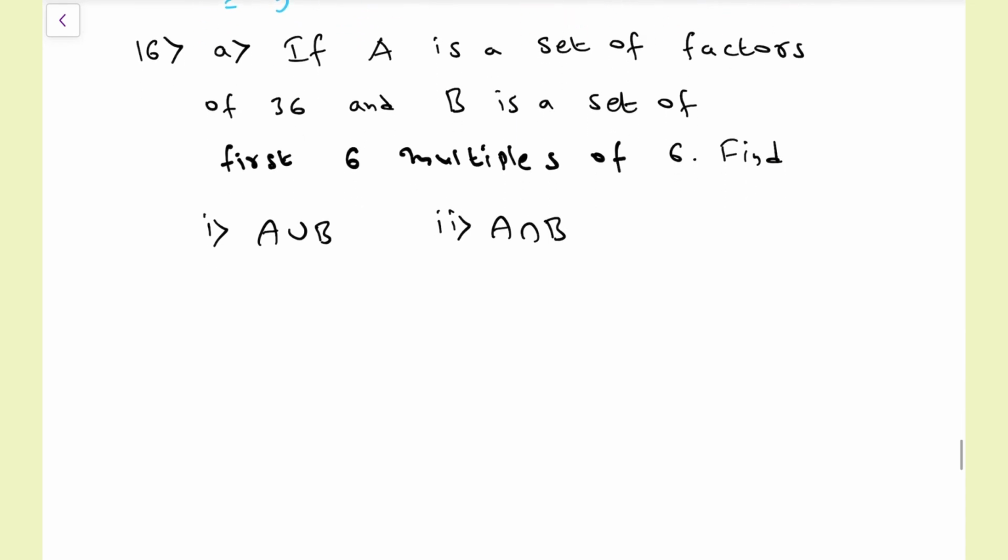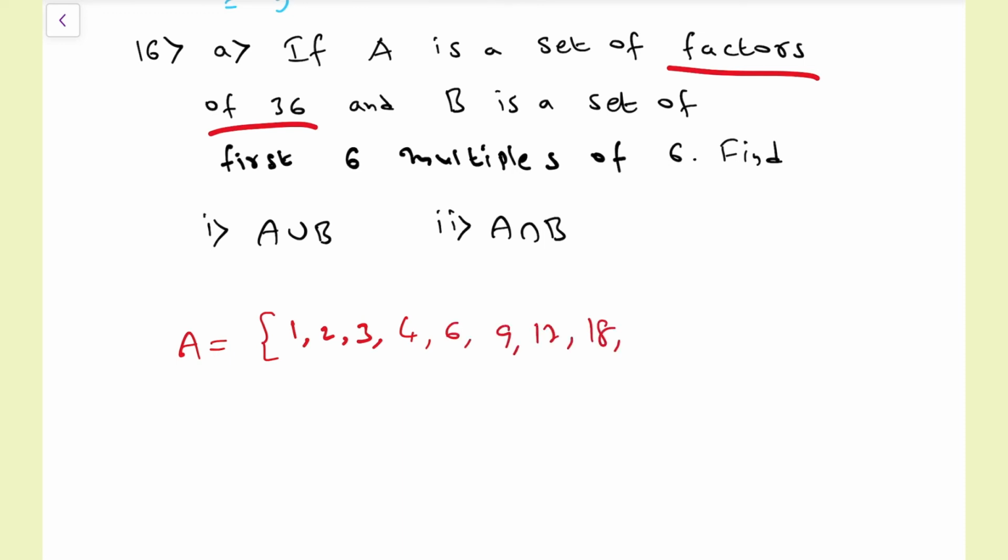Next, coming to question number 16, A1. If set A is a set of factors of 36, so set A equals, he is asking factors of 36. 36 will come in which tables? 1 table, 2 table, 3 table, 4 table, then 6 table, then 9 table, then 12 table, then 18 table, then 36 table. Next, set B is a set of first 6 multiples of 6.